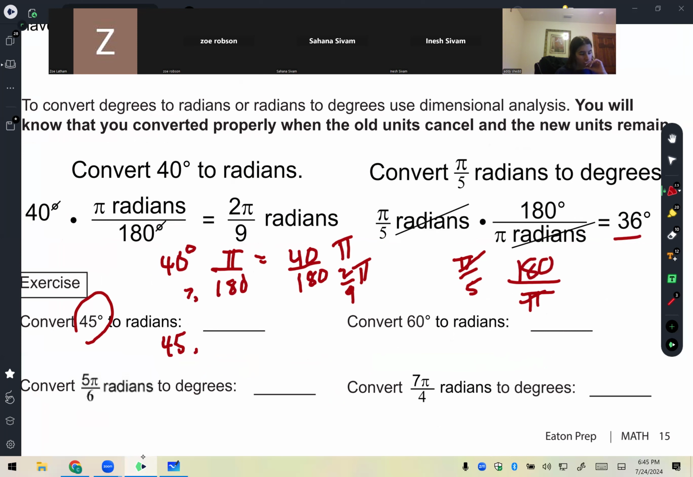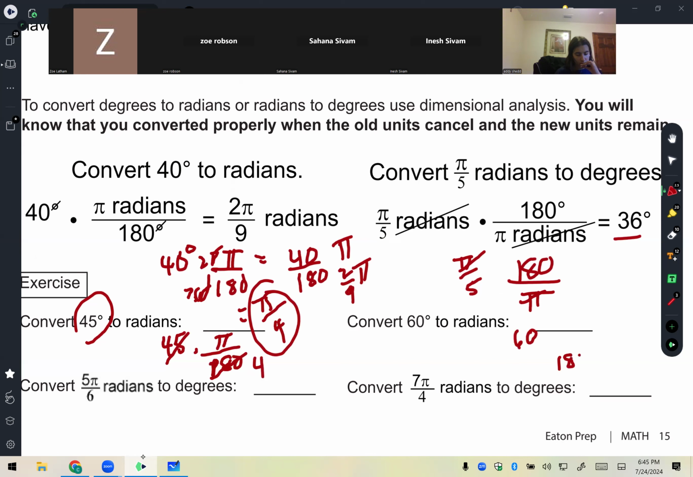You could do 360 down here and 2 pi up here, but I just like doing this. So we have to go to radians. So I'll put the degrees down here, the 180 and the pi. And so 45 into 180 is 4. So if you have your unit circle memorized, that will definitely be pi over 4. 60 degrees. So if we're doing this, you can work ahead of me. And like I said, if you have another method that you feel more confident with.